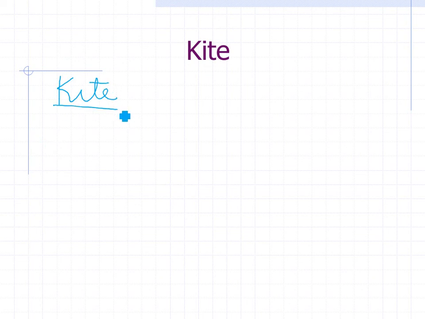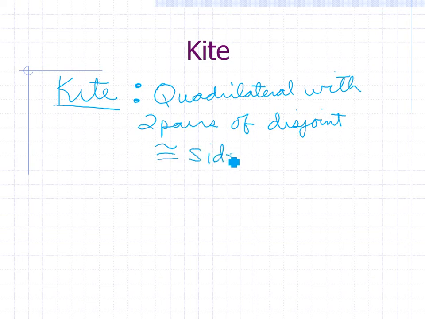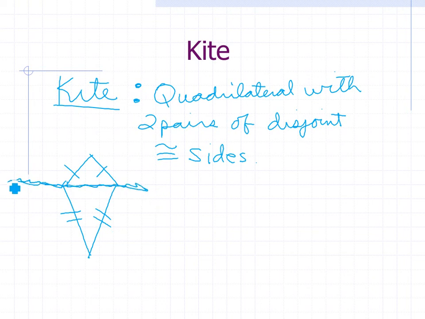This is the definition of a kite. Quadrilateral with two pairs of disjoint, now you don't know that word, but disjoint congruent sides. I'm going to explain it. Two pairs. If I draw this picture, and these two sides are congruent, and these two are congruent. What it means by disjoint: if I was to cut this kite right through there, I have two congruent sides here and two congruent sides here.